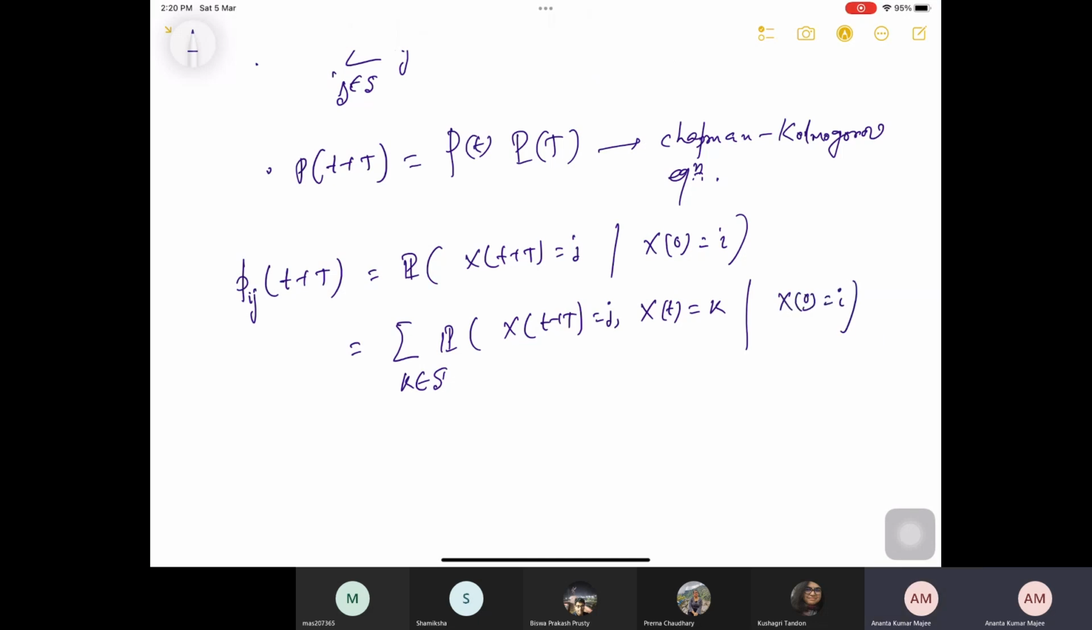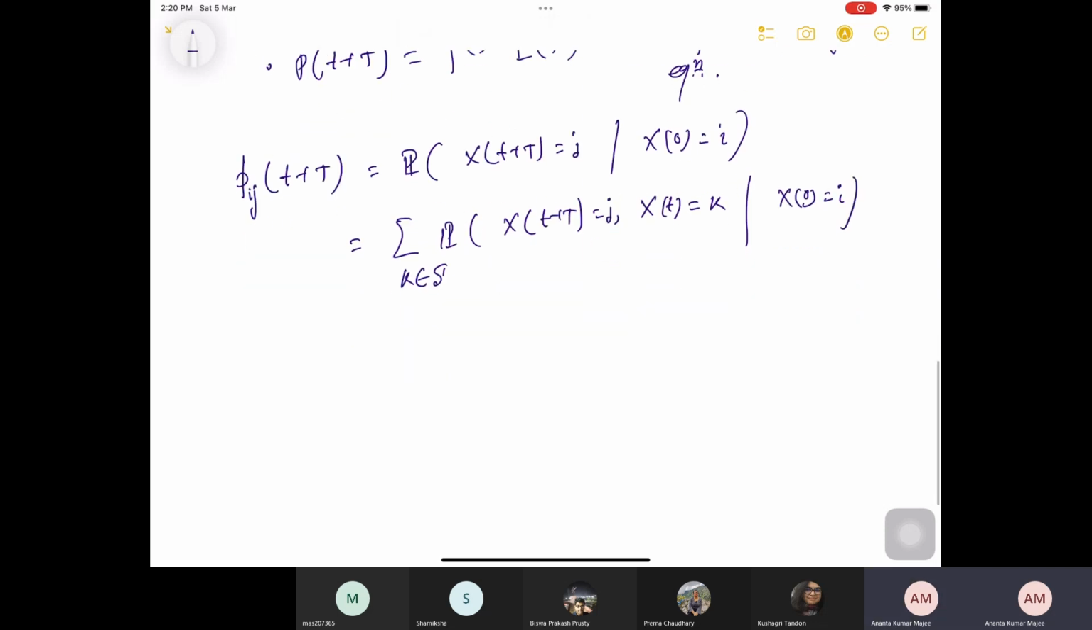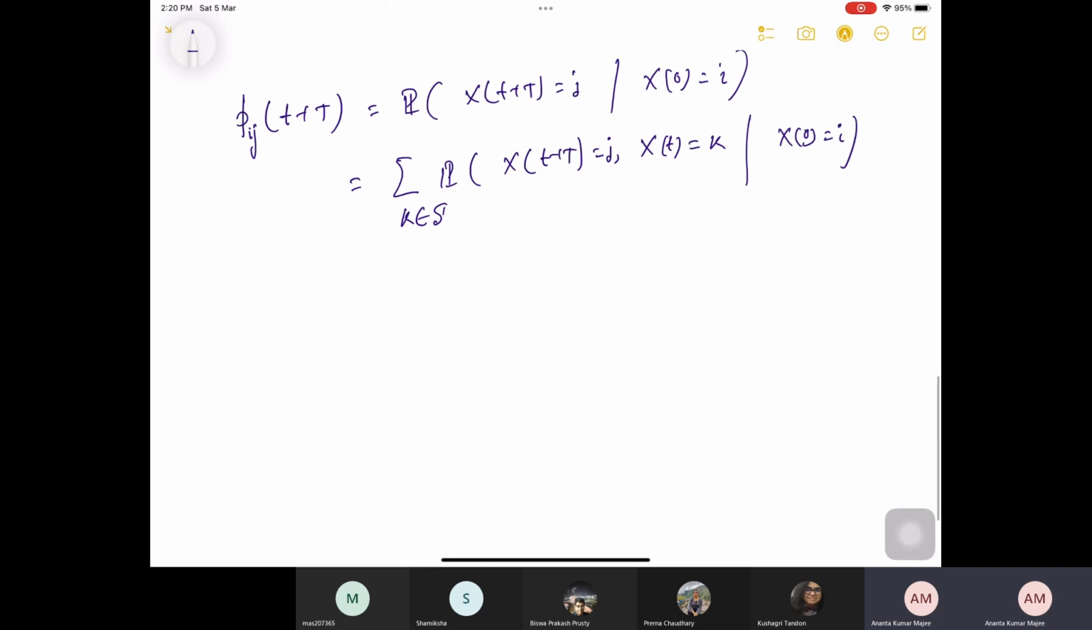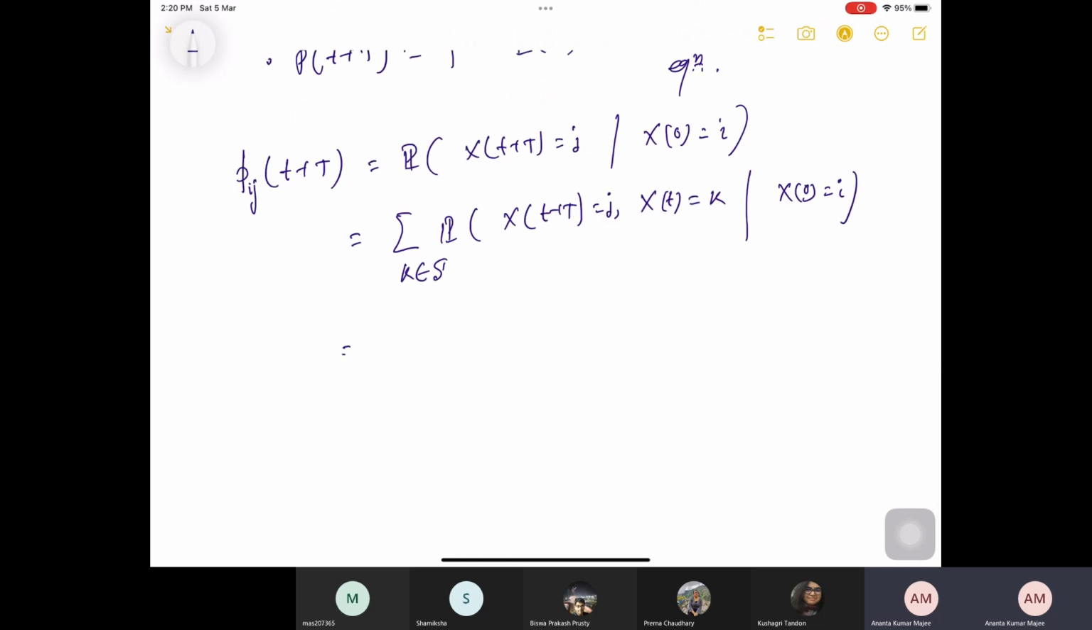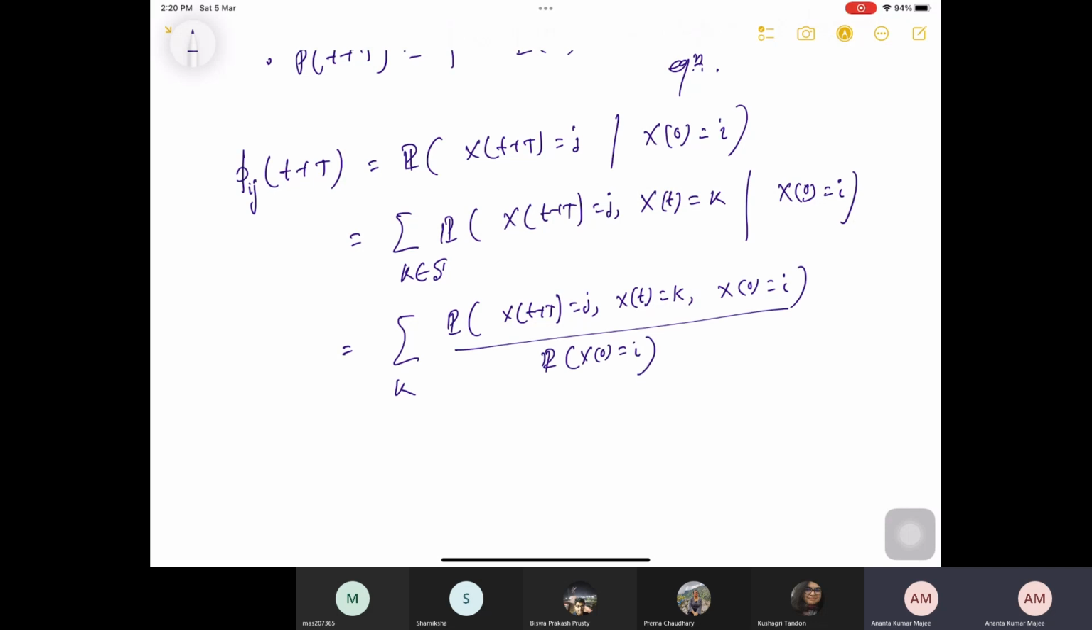This is by using the total probability law. Now if you write this down, this is a conditional probability. So I can think of this as the summation over k of probability of X(t+T) = j, X(t) = k, X(0) = i, divided by probability of X(0) = i.